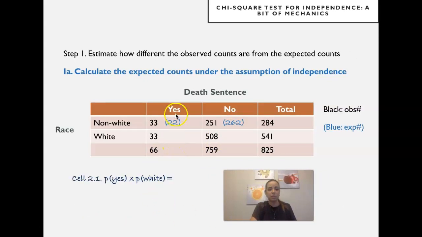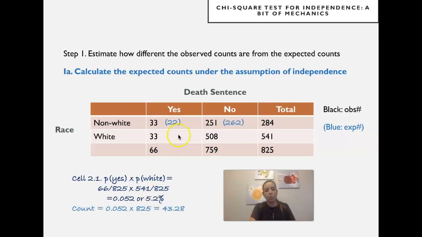Let's do this one here, the second row of the first column. We have here the probability of getting the death sentence and the probability of being white. So the probability of getting the death sentence is 66 divided by the total. And the probability of being white is 541 divided by 825. And that will be 5.2%. So we can get the expected count here by multiplying the proportion by the total number. So that would be 43.